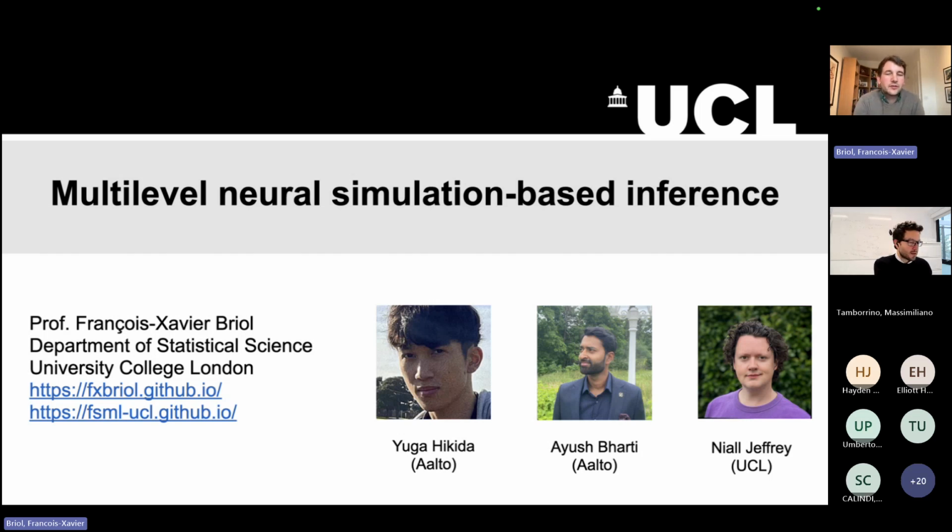So what I'm going to do today is I'm going to talk about this paper, which is about to appear at NeurIPS. And this is a paper which is a collaboration mostly with Yuga Hikida, who's a PhD student who's just started at Aalto, where he works with my long-term collaborator, Ayush Bharti, and also with my UCL colleague now, Jeffrey, who's in the Department of Physics here at UCL.